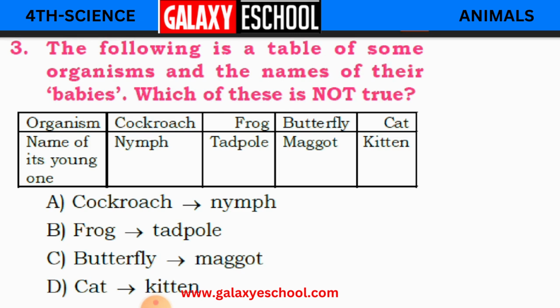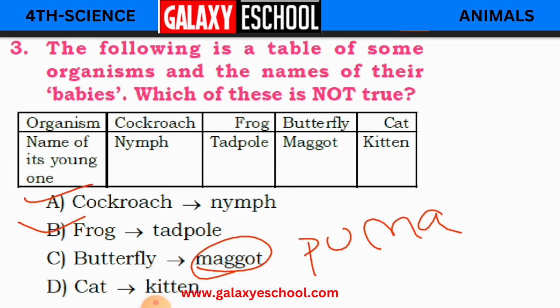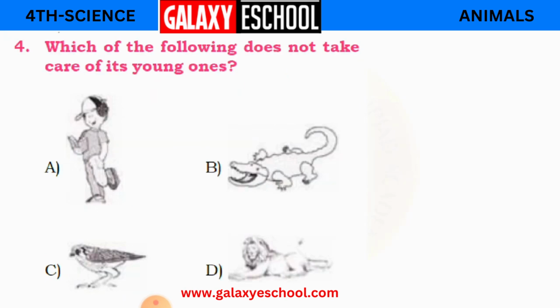Yes, A is correct. B is also correct. But C is wrong. Butterfly young one is called a pupa. It is not maggot. Okay children. And cat young one is called kitten. So A, B and D options are correct, whereas C is wrong. Our answer is C option. Clear? Now we'll go with the fourth question.